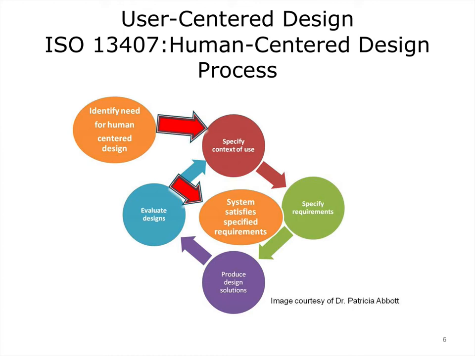Once it is acknowledged that there is a need, the first step is to specify the context of use, then to specify requirements, produce design solutions, and then evaluate those design solutions. At that point, if the evaluations are good, then the red arrow points to the end of that stage of design, in that what was built satisfies the specified requirements. If not, then the cycle repeats.